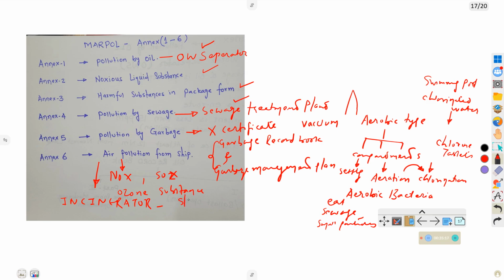sludge, then cotton rags, cardboards. जो इसके लिए पैकिंग आता है ना, वेजिटेबल्स, फिश, उन लोग के पैकिंग्स, that cardboards are burned in the incinerator. What we don't burn? Plastic.